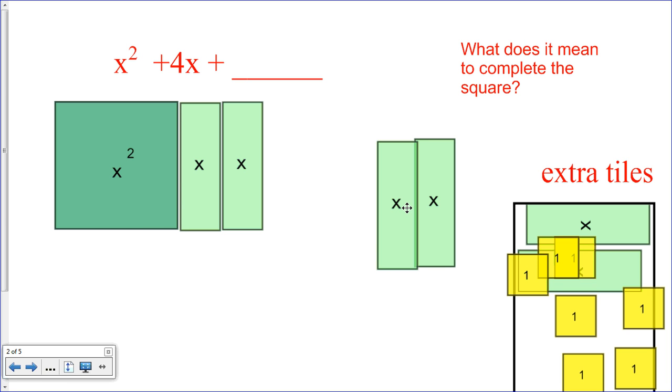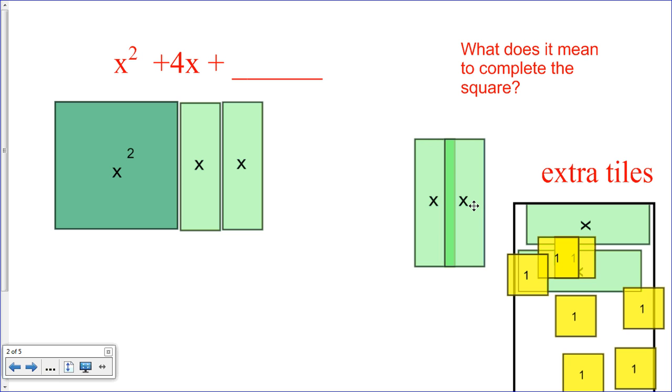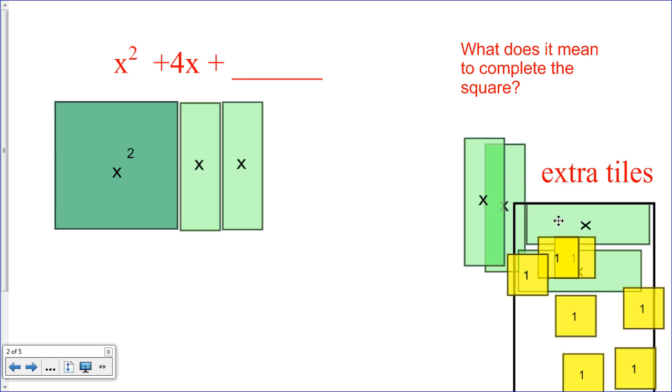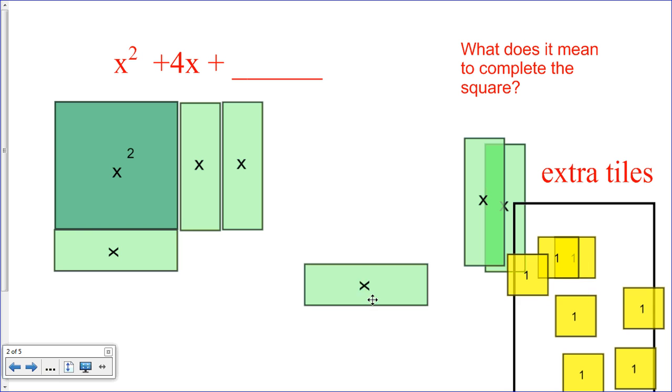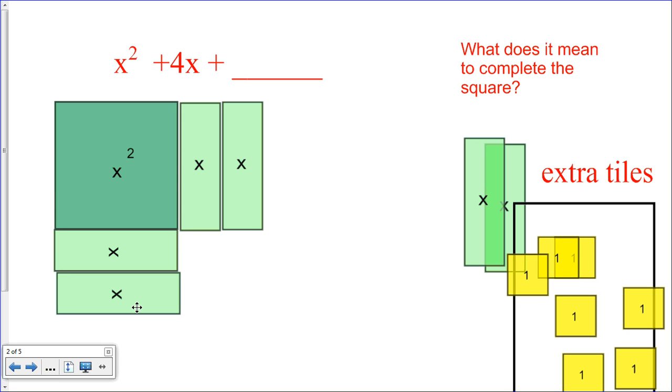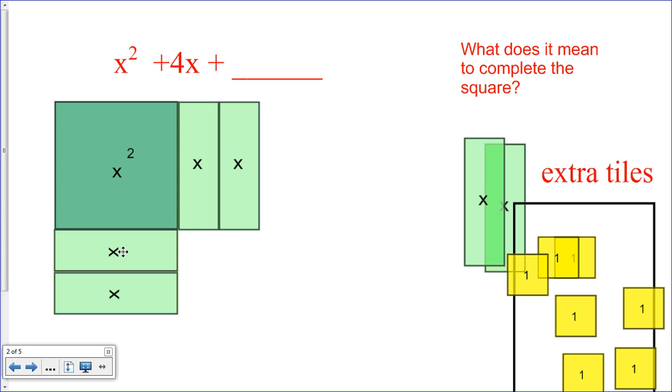So that is not going to help us complete the square if we're not going to build a square. So I need to figure out how to move these tiles so that I can keep it as a square. So my thought is, in order to keep this a square, I'm going to add equal amounts to both sides. So if I have 4 x's, I'm going to put 2 on one side and 2 down below. Now, as you can see, this is beginning to take the shape of a square.